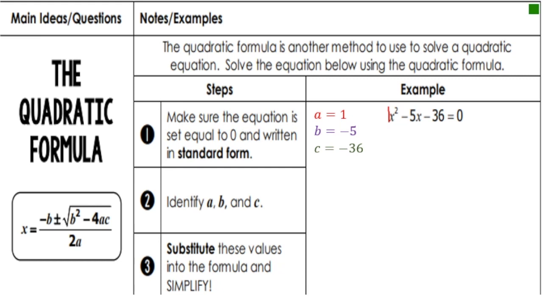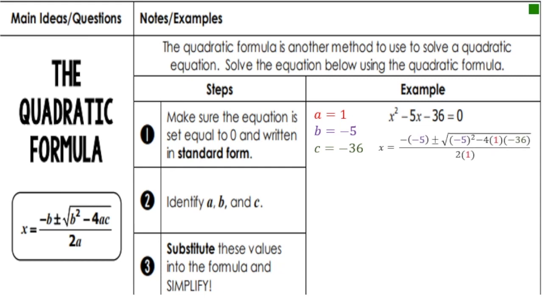Now that we have identified a, b, and c, we're going to substitute these values into the formula. Notice how we do this. Negative b is replaced by negative 5, a is replaced by 1, and c is replaced by negative 36. Hopefully the different colors will let you see how they're substituted.